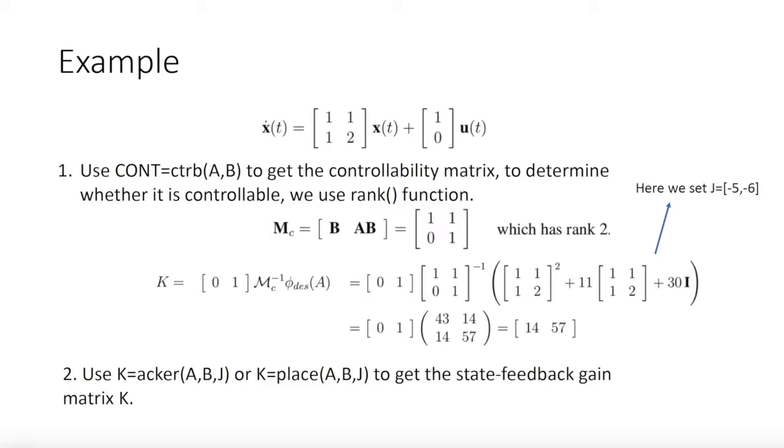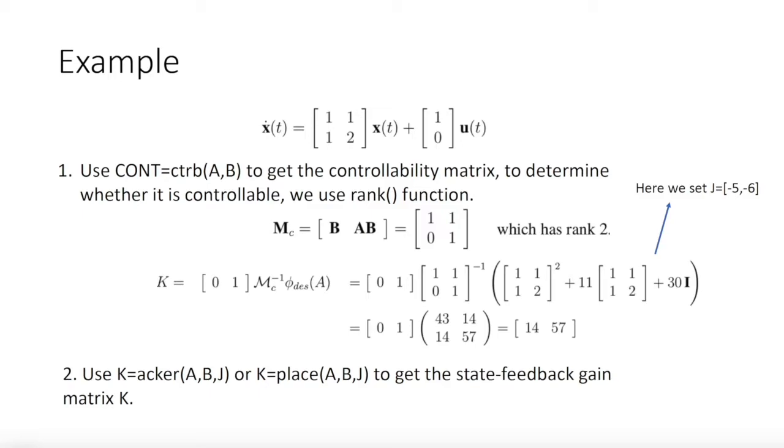Here's another example. As we know, there is another way to find K, which equals the row vector 0, 1 multiplied by the inverse of the controllability matrix, multiplied by substituting A into the characteristic equation of the matrix. Here, first of all, we find the controllability matrix, which is a 2 by 2. Then using this equation, K is computed as 14 and 57.